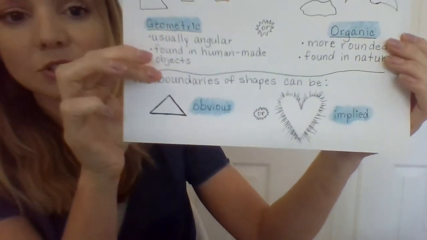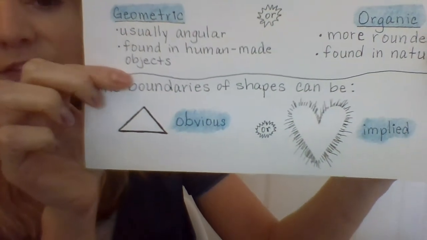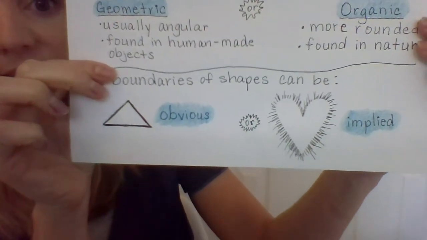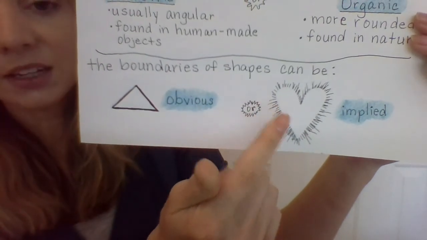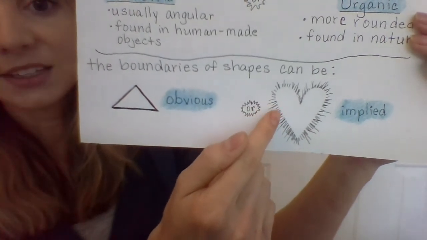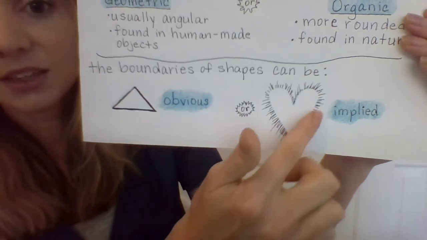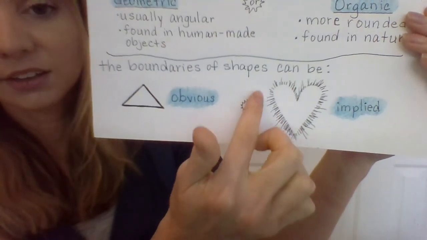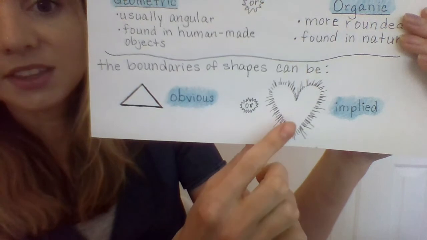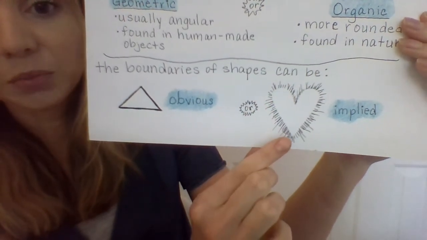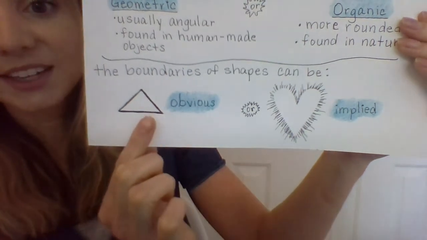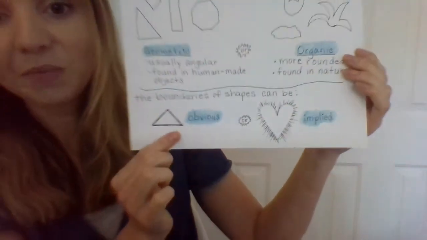I'll put it closer so you can see. I don't even have lines enclosing this space. But the way that my lines are made, your eye can see that this becomes a heart. So this has an implied boundary, and it still is a shape. This one has an obvious boundary, and it's a shape also.